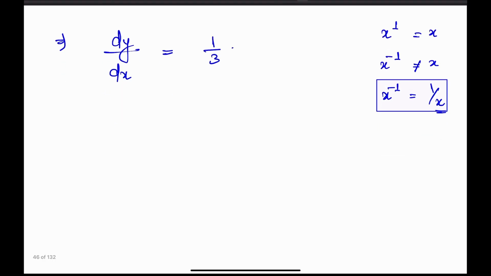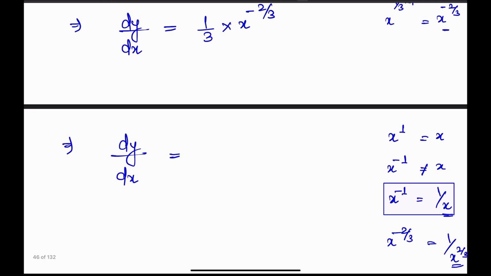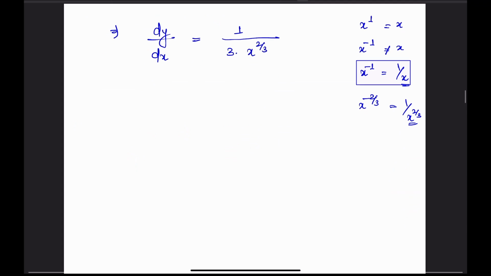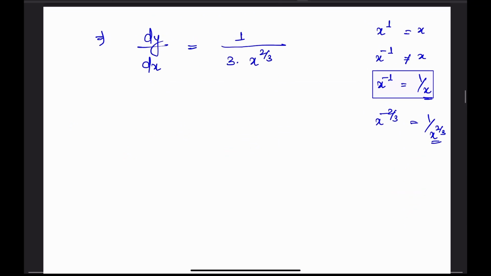So likewise, if x to the power minus 2 by 3, how will it be written? As 1 by x to the power 2 by 3. So I'm going to write it as 1 by 3 will come here, 1 by 3, and then minus x to the power 2 by 3 will become x to the power 2 by 3. Okay, till here I suppose it's clear.